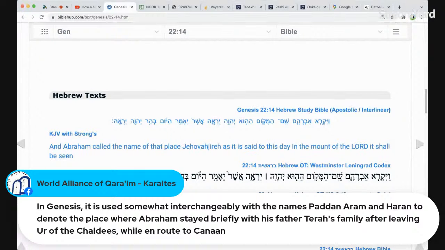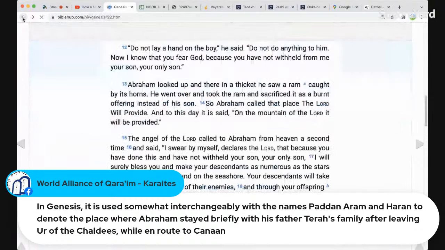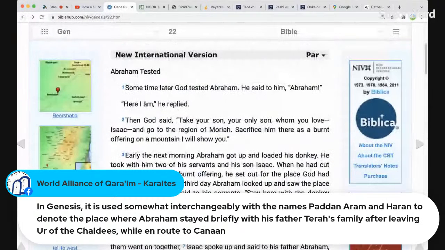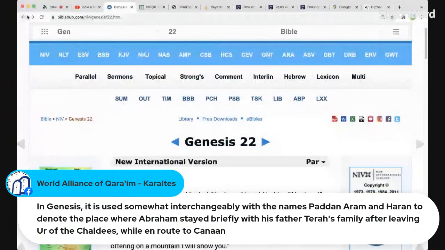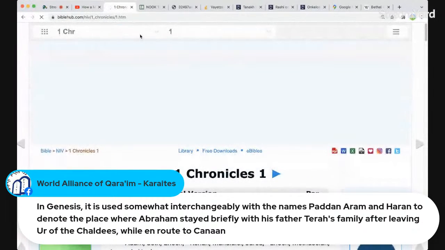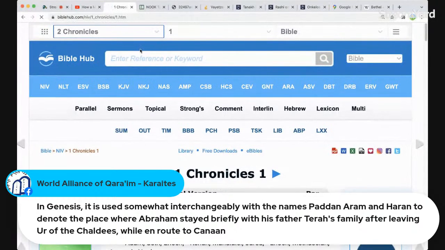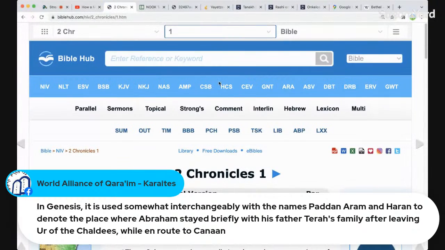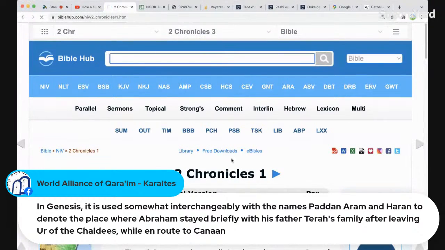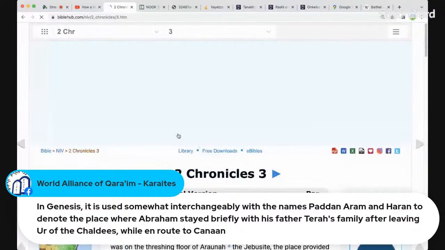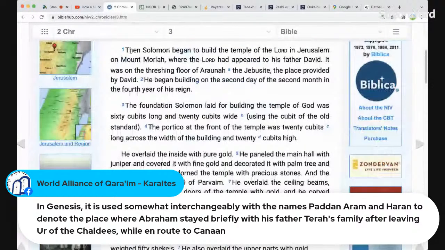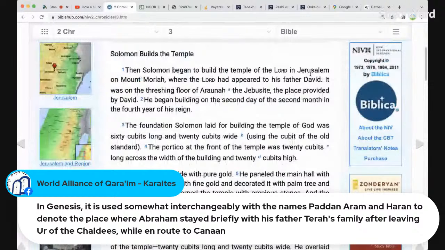We know that this mountain where this happened was Moriah, and we know from 2 Chronicles 3:1 that Moriah is explicitly the Temple Mount, right? We saw that in, where was it? 2 Chronicles, in the Chronicles I just read. 2 Chronicles 3:1: "Solomon began to build the temple of the Lord in Jerusalem on Mount Moriah."